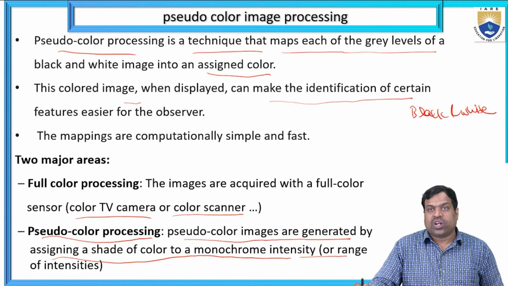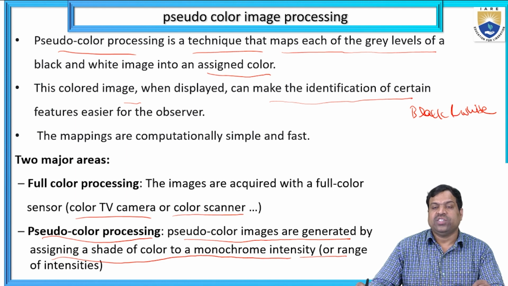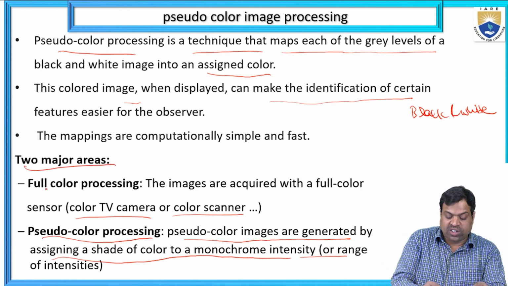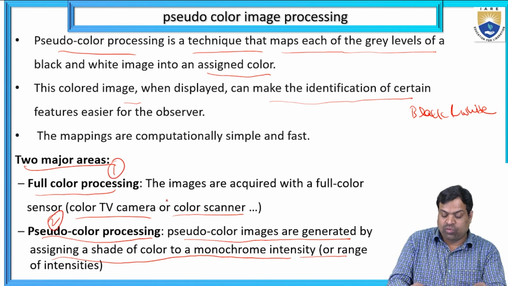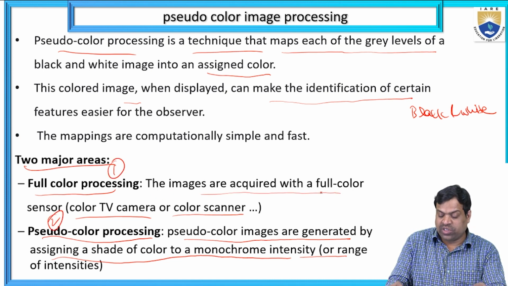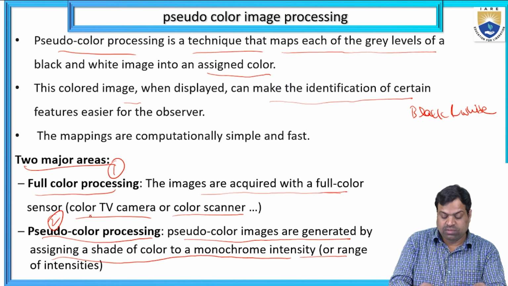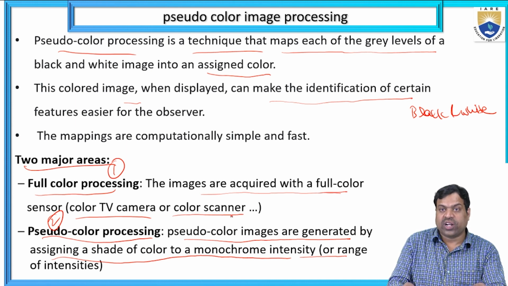So what is the pseudo color processing technique? It is the gray level of the image with black and white into the ascending color. This color image when displayed can make identification of certain features easier for the observer. So 2 major areas are there, that is full color image processing and pseudo color image processing. Full color means the images are acquired with a full color sensor, that is a color TV camera or color scanner.